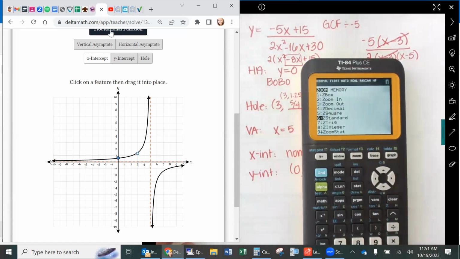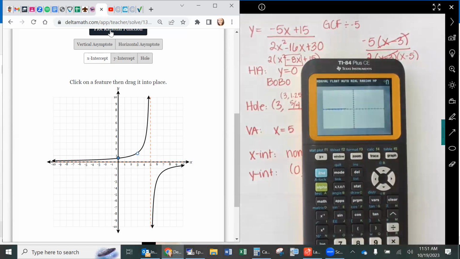So if you go to zoom standard, it'll bring you back to a 10 by 10 and they should look the same. Okay, the only feature you can't see in the calculator is the hole, and it's because you had to fix it before you typed it in. So the hole will not show up, everything else will. Got it? Okay, we're gonna do one more together, hit submit, and then go to example 3.